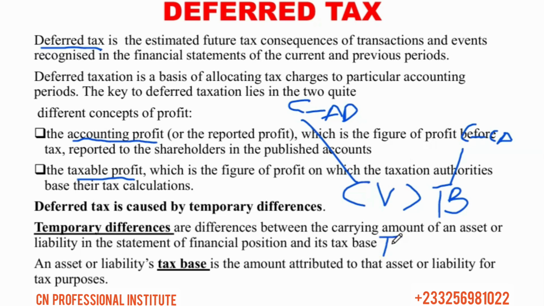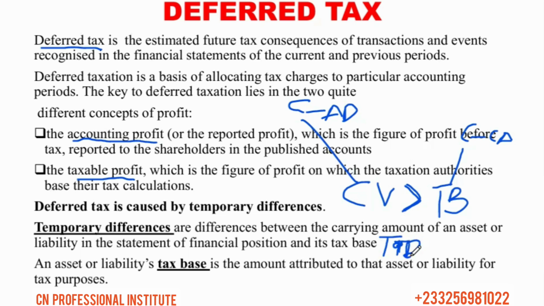The difference between the carrying value of the asset and the tax base is called a temporary difference. If the carrying value is greater than the tax base, we have what we call the taxable temporary difference, TTD. Taxable temporary difference.